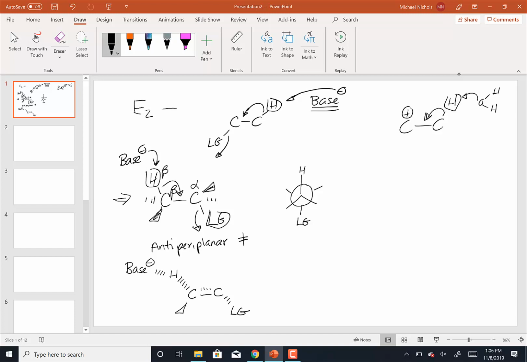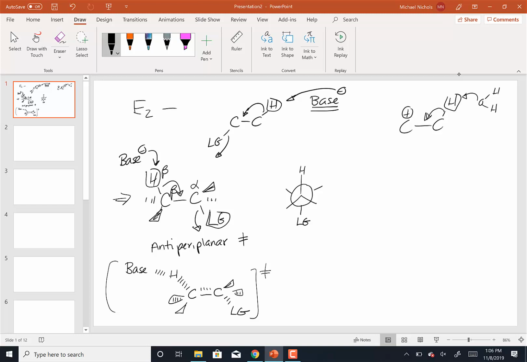And then I would have my bold wedges and my dashed wedges distinguishable from my dotted lines. So the transition state would have my base, and I need to take that minus charge away, bonded to hydrogen, breaking the CH bond, forming the CC double bond, breaking the C leaving group bond. So that would be the bond breaking and making in the transition state.